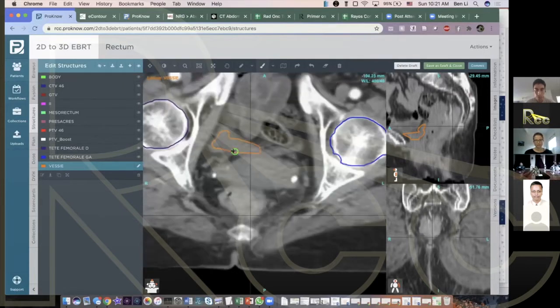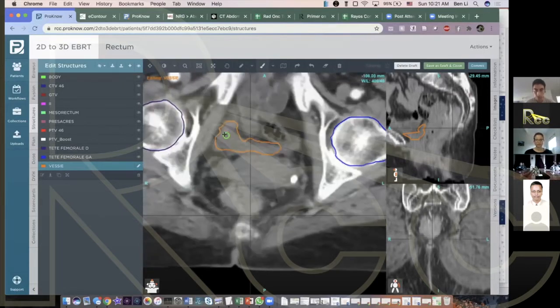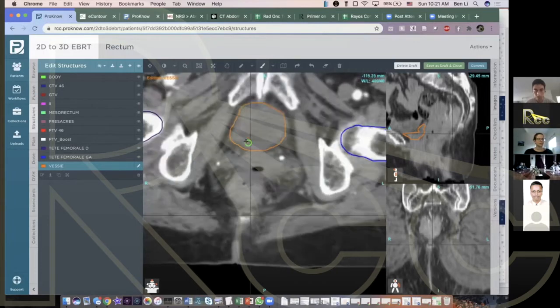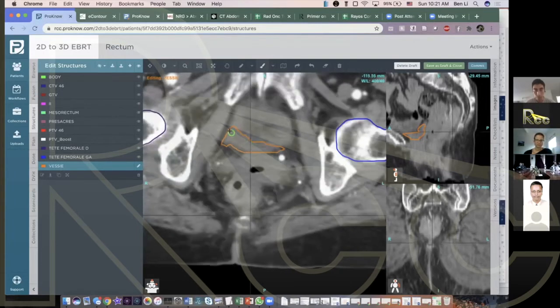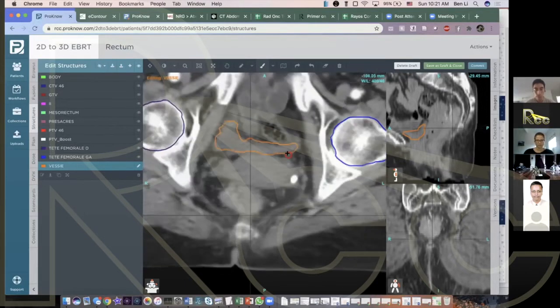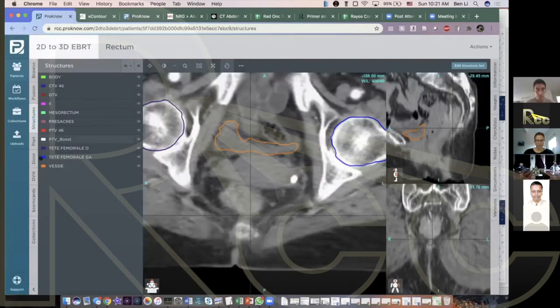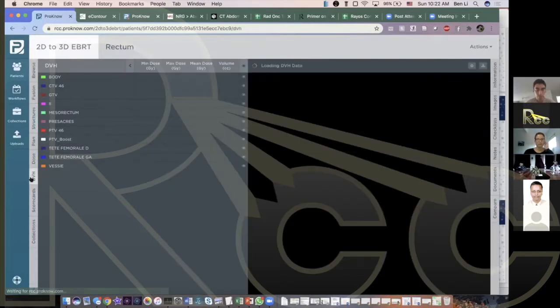Good. So now I think I have the bladder more completely covered. I'm checking it, it's going down, making sure this looks good. And you know what, actually, I would count this as bladder also. Okay. So now let's see, I will commit this. And if I go to my DVH now, remember last time I said that the bladder was 20.2 cc's. It's calculating the DVH data.